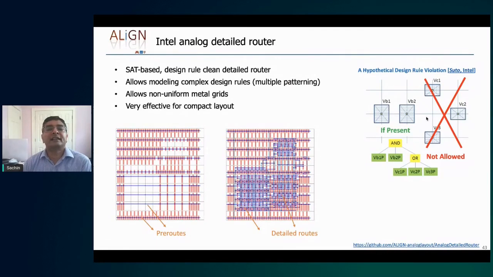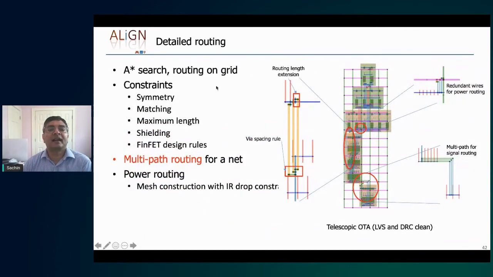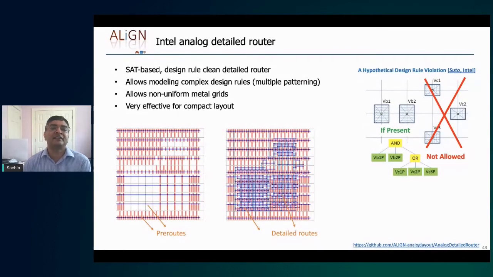We have two detailed routers. There's one detailed router which is based on this structure, and it works very well for designs that are not very congested. For designs that are very congested, there's an analog detailed router that has been put together by our colleagues at Intel. And it's a SAT-based router, and it provides correct by construction design rule solutions.